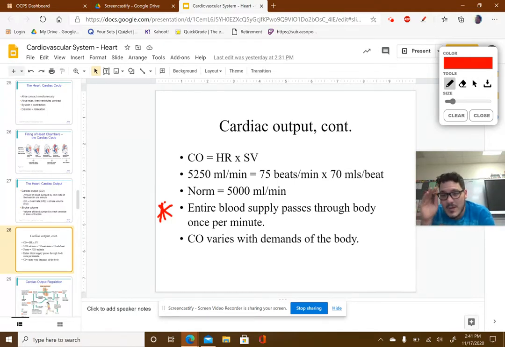That's a lot of blood, but if you think of how many times your heart beats a minute, which on average is anywhere from 65 to 80-something beats a minute, this is pretty on par. If the heart beats so often, we expect that it's going to circulate the blood a ton. Now, cardiac output does vary with demands of the body.